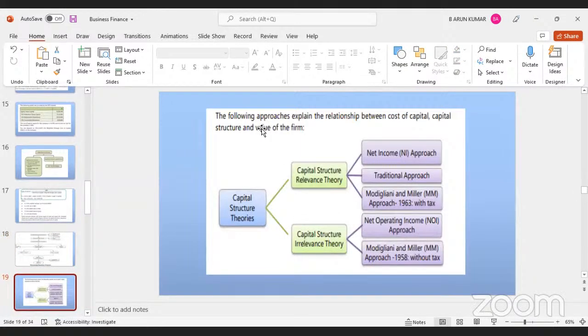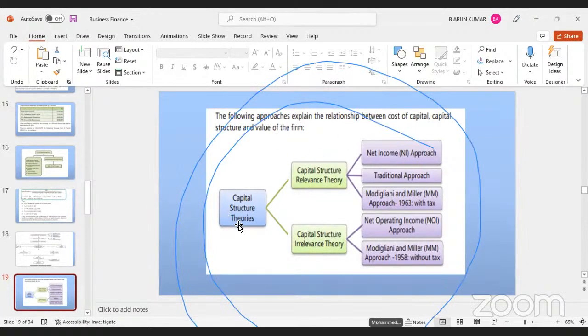The following approaches explain the relationship between the cost of capital, capital structure, and value of the firm. Here we are discussing three things. In the previous class, we discussed the cost of capital. Now we are discussing the capital structure. Tomorrow we will discuss the value of the firm. So this is the capital structure theories.